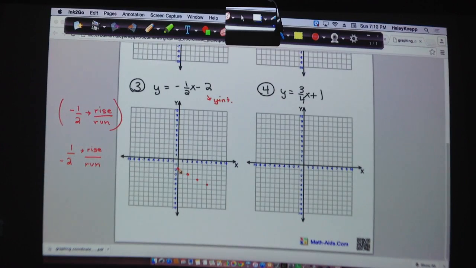Go back to this point, and I can graph positive 1 over negative 2. I will rise 1, run to the left, which is negative 2. Rise 1, run to the left, which is negative 2. You can continue doing this as many times as you need to see the graph. Excuse my lines will not be exactly straight.